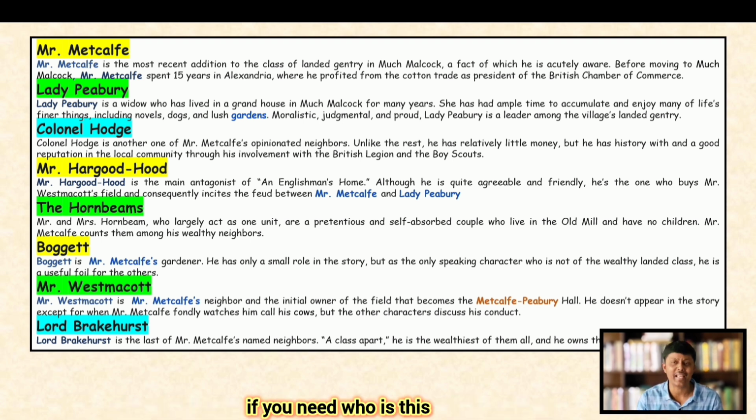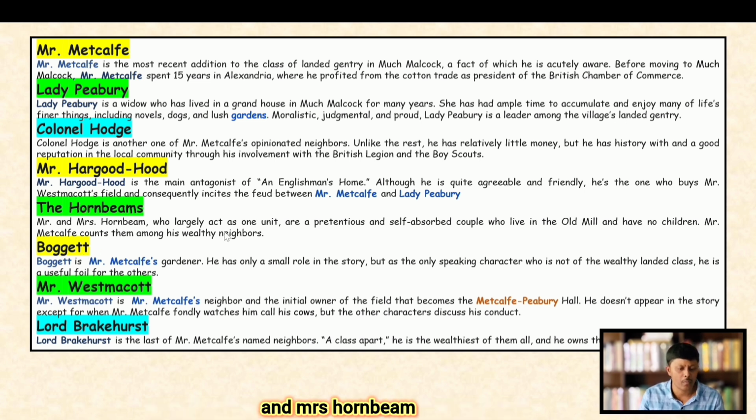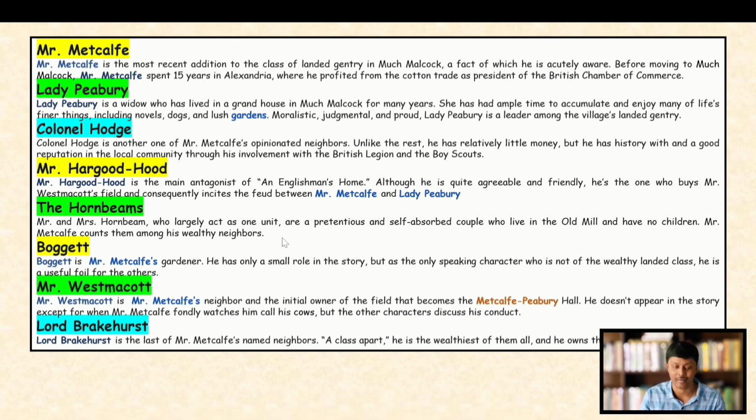So, if you need to know who is who, you have to understand this. For example, picking up a casual random example, the Hornbeams, Mr. and Mrs. Hornbeam, who largely act as one unit, are a pretentious and self-absorbed couple who live in the old mill and have no children. Mr. Metcalfe accounts them among his wealthy neighbors. Let me get another one.